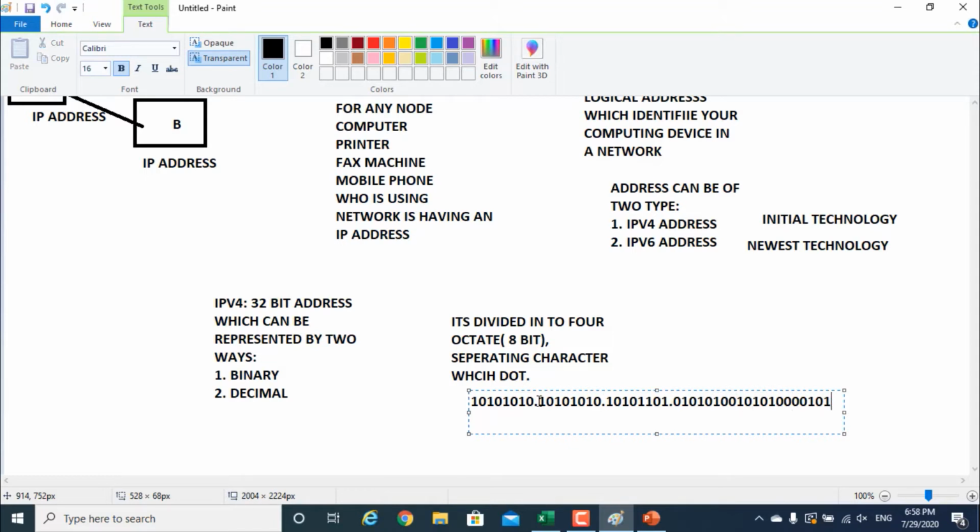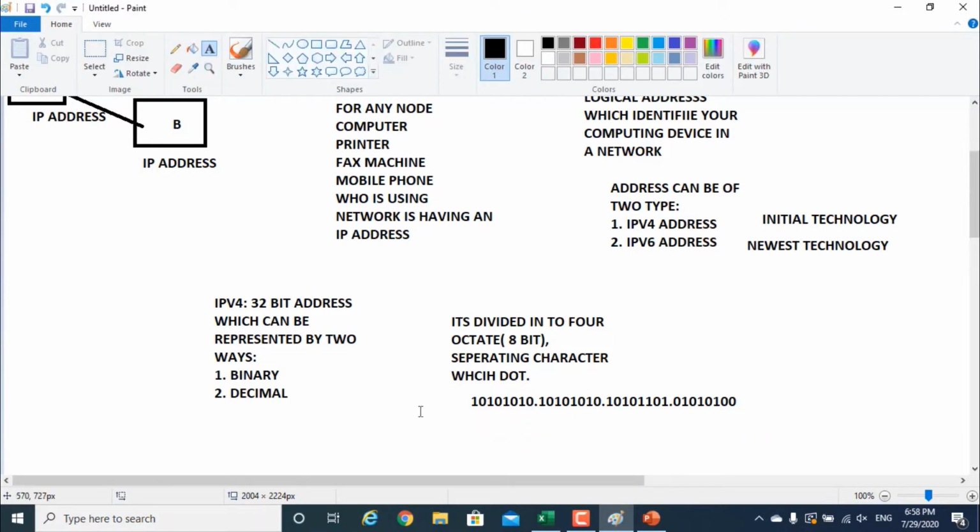Yes, let me delete this part. So this number in binary represents an IP address. So actually it's an IPv4 address, not an IPv6 address. It means that an IPv4 address is a 32-bit address which is divided into 4 octets, separated by what? Separated by a dot character.